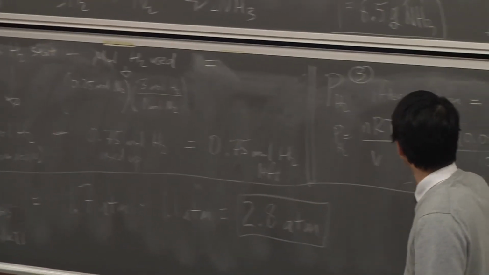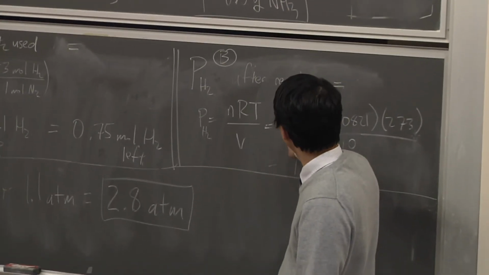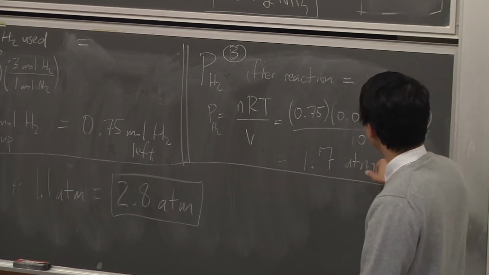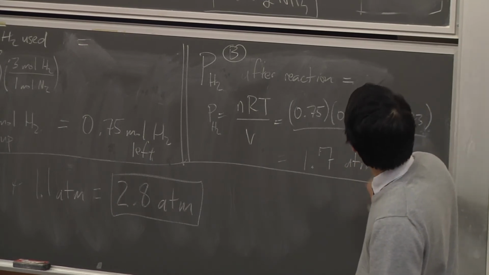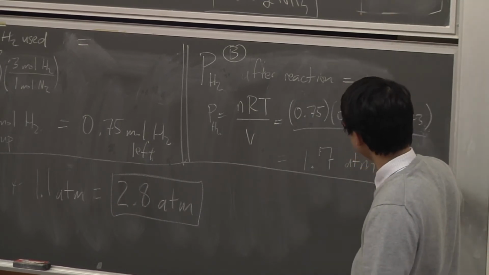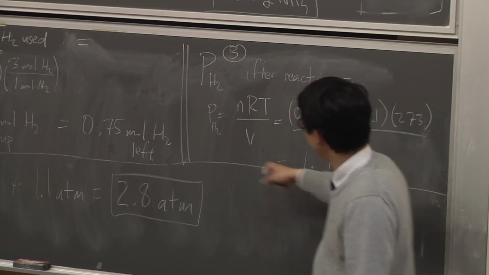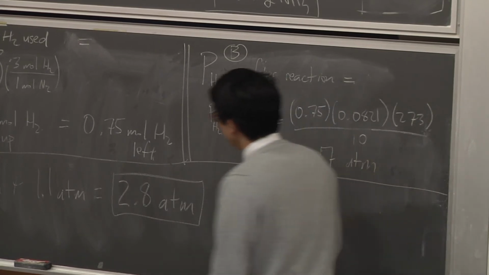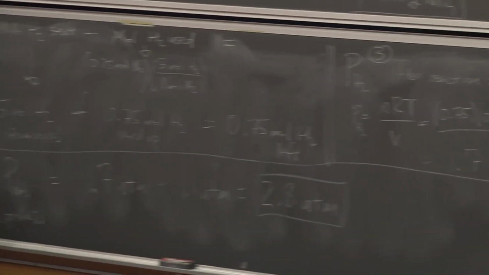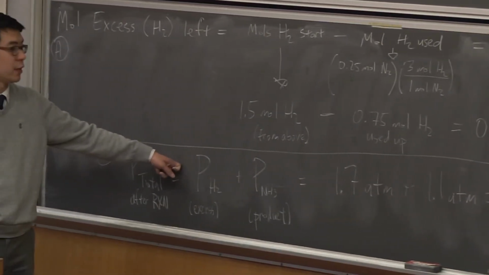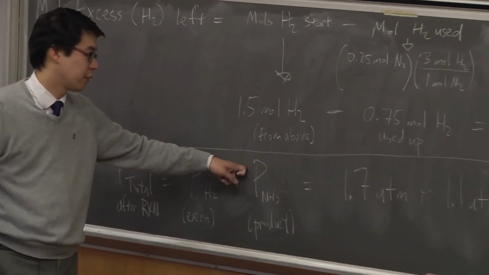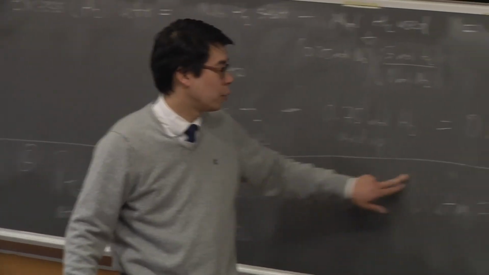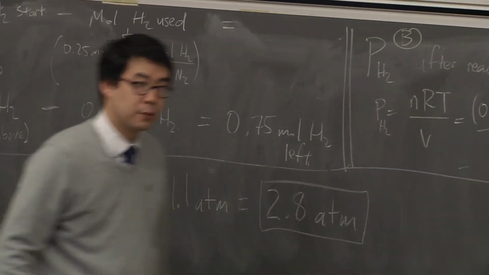Once you know how much H2 is left in moles, you plug that in using the formula that we've done a whole bunch of times to get the atm. That's just like above. That's the partial pressure of the H2. So what's the total pressure left? It's the pressure of the excess, that's what's left, plus the pressure of the product. So it's 1.7, that's the excess, 1.1, that's the product. Add them together, you get 2.8.